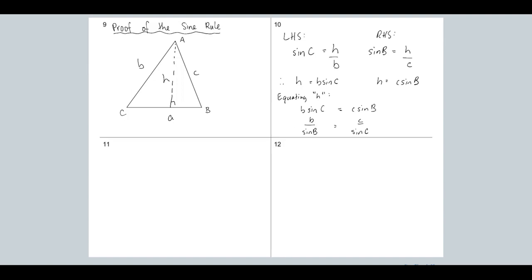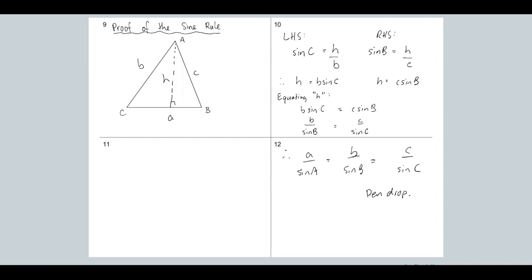So basically this is one pair, but because the angles and sides were arbitrary, it works out for all of them. So therefore, a over sine A equals b over sine B equals c over sine C. Okay? And since we don't have a microphone, that's a pen drop. We're done.